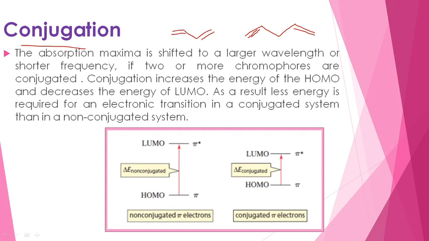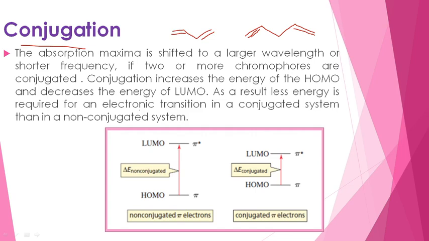Now this single bond is connected to a pi bond. That means those two bonds are not participating in conjugation. They are isolated double bonds. Even though the system has two double bonds, they are not present in conjugation. But here the system contains two double bonds and they are present in conjugation. Now let us discuss the effect of conjugation on the UV visible spectra.